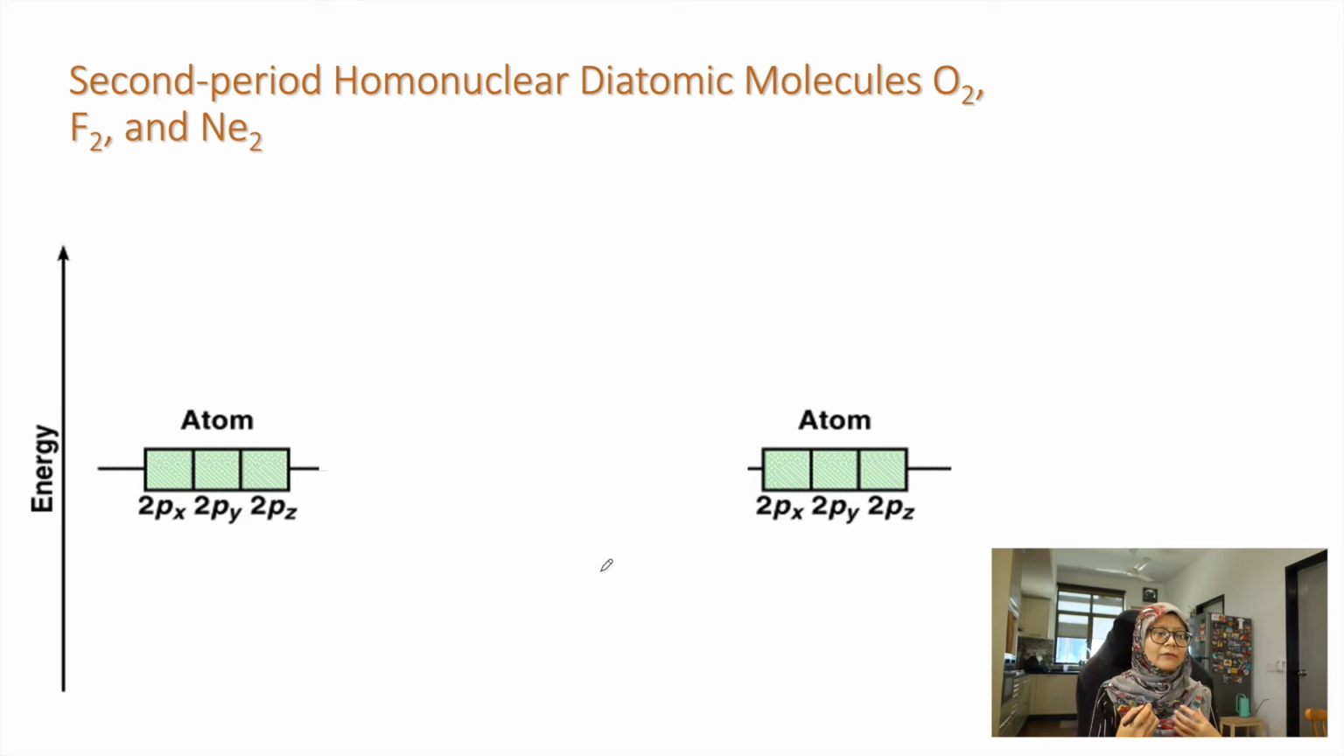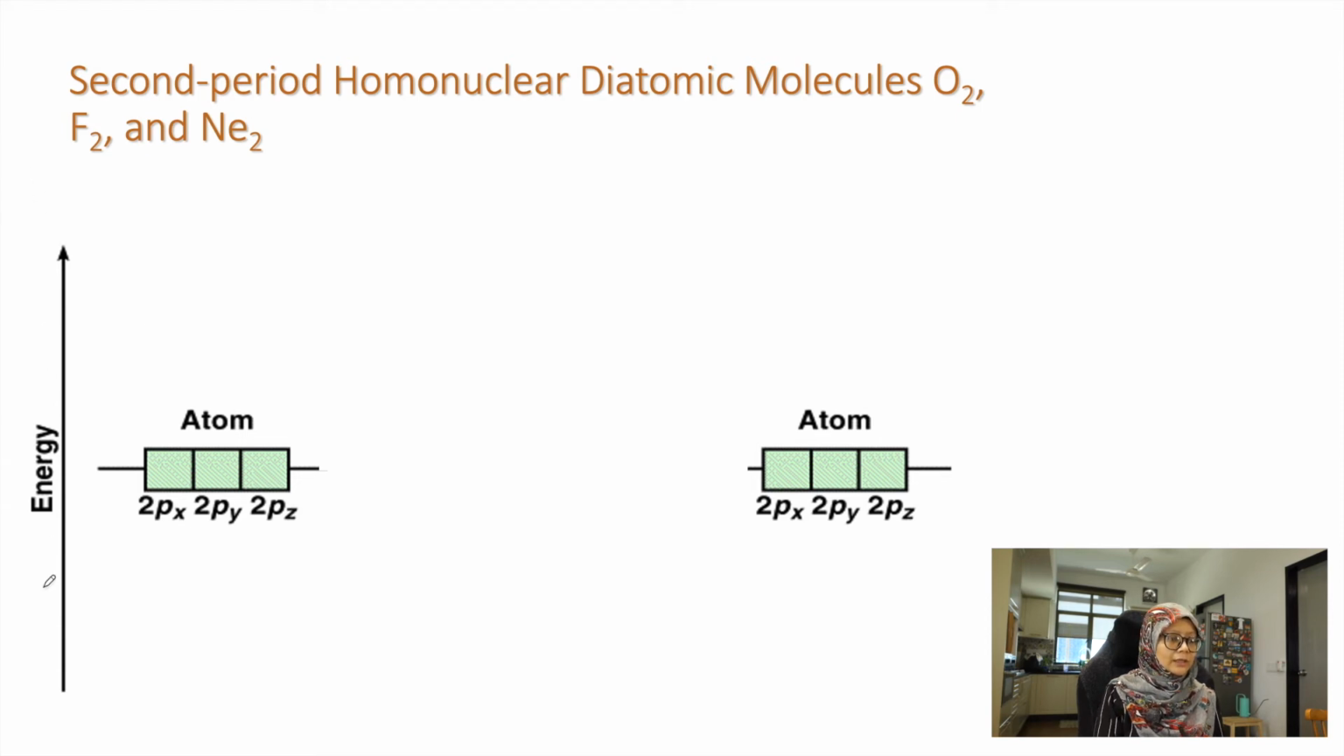Let's see what we have here for the second period homonuclear diatomic molecules. Usually we focus on oxygen O2, fluorine F2, and also Ne2. So how do we draw the molecular orbital diagram for these three molecules? For the first one, we need to show their valence electrons. All these three will have the p orbitals, so px, py, and pz.